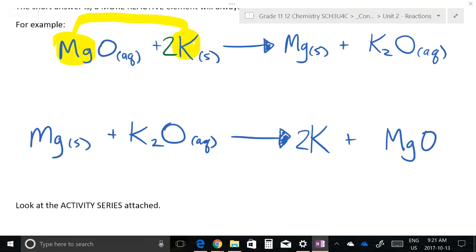It's one of the most reactive. In fact, what are the only things more reactive than potassium? Rubidium and lithium. Good. So everything else, including magnesium, is less reactive. The further down we go, the less reactive.